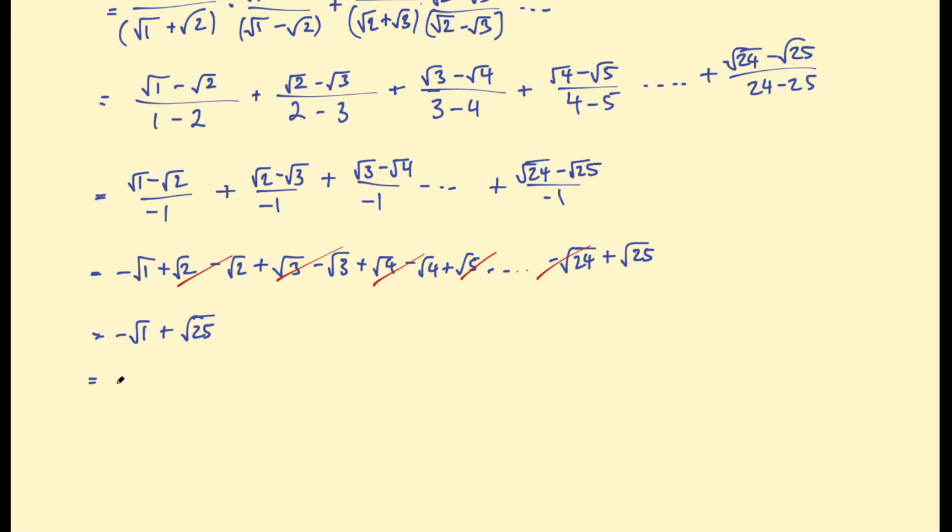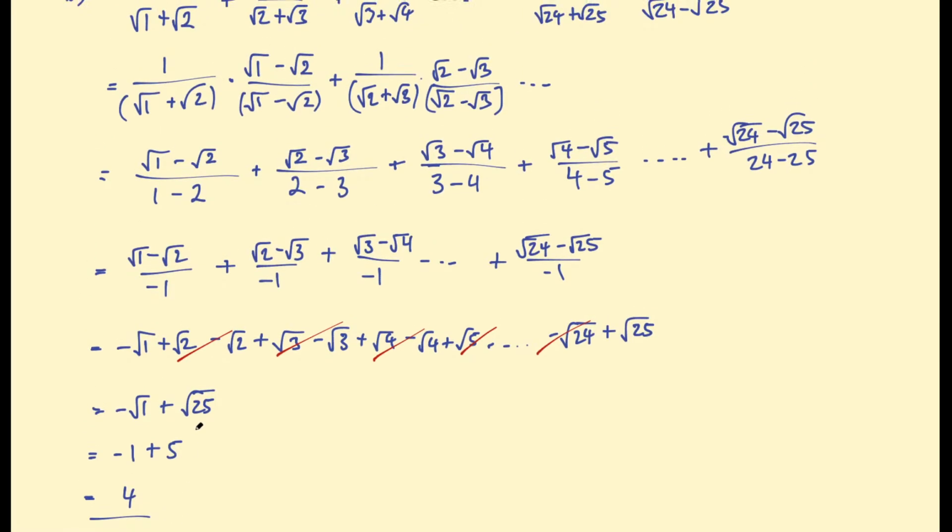Negative root 1 is -1. Positive square root of 25 is positive 5. What are we left with? -1 plus 5 is 4. Okay, so there you go. That's quite a nice problem, I thought.